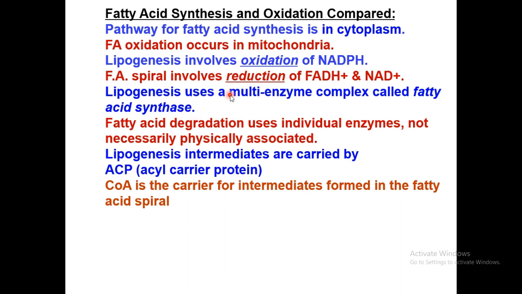So fatty acid synthesis uses a multi-enzyme complex called fatty acid synthase. Then fatty acid degradation uses individual enzymes not necessarily physically associated. Fatty acid synthesis intermediates are carried by ACP, or acyl carrier protein, while in beta oxidation, the fatty acid spiral, CoA is the carrier for the intermediates. So ACP is just the activated form of fatty acids. Okay.